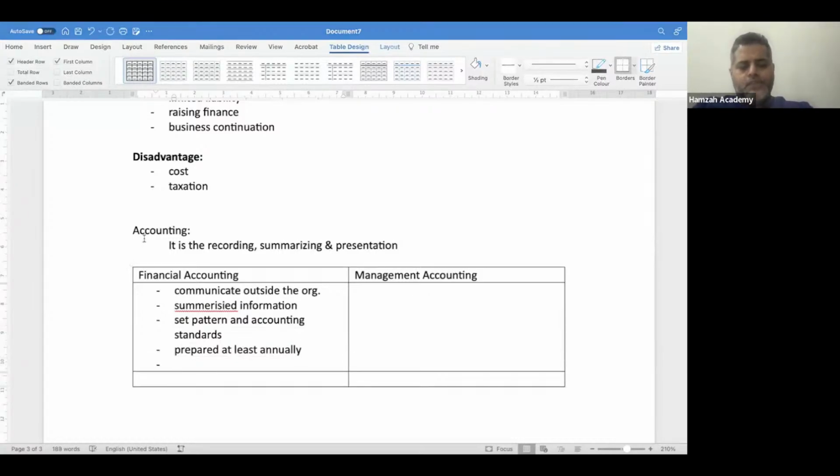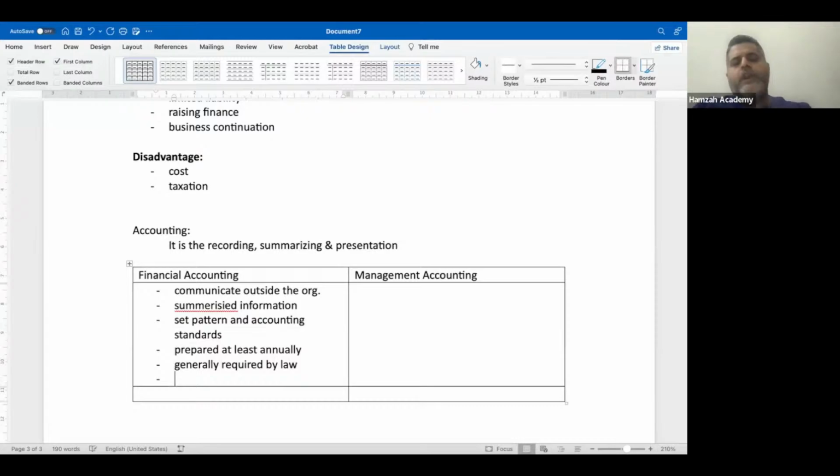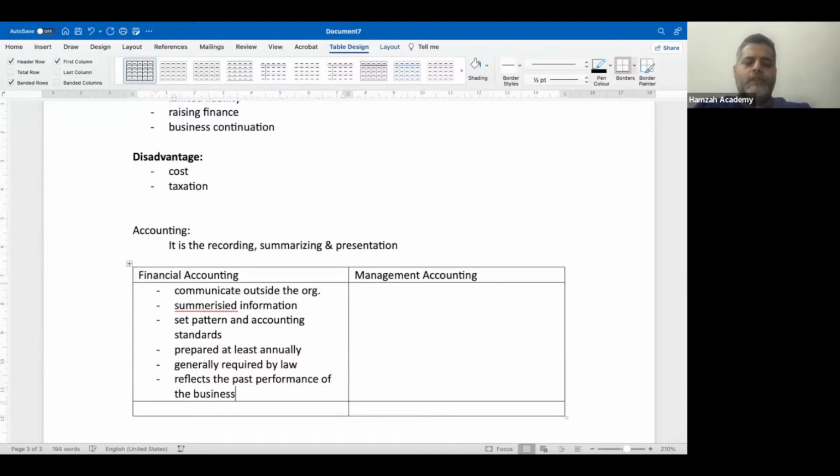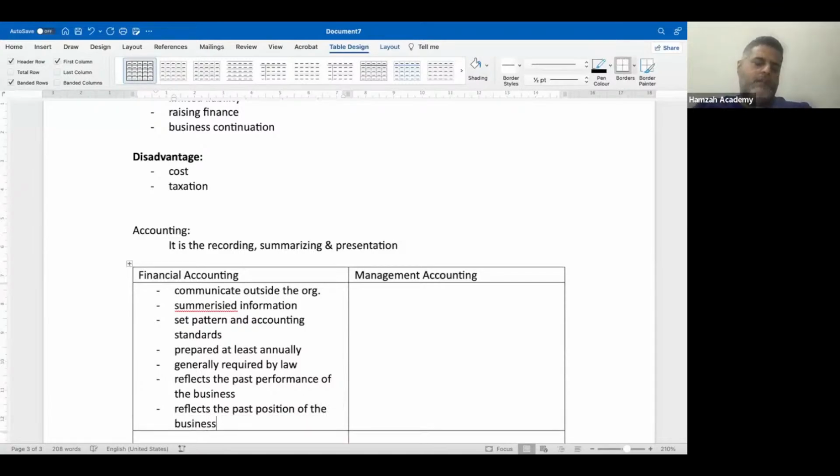That is something which is generally required by law. Financial accounting is something which reflects the past performance of the business or the company, right? It reflects the past position of the business as well, right? That is what financial accounting is.